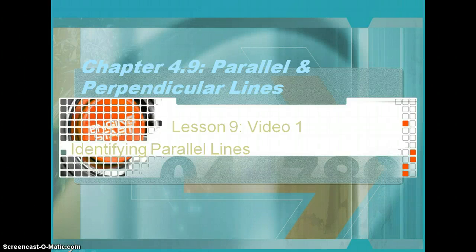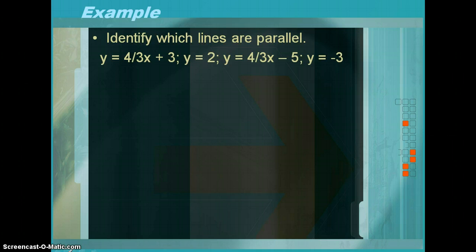So this is chapter 4, section 9, parallel and perpendicular lines, lesson 9, video 1 of 4 videos, identifying parallel lines. So for the example, it says identify which lines are parallel. There's a couple different ways that you can do this. You can do this by graphing, or you can do this by simply verifying the slope.